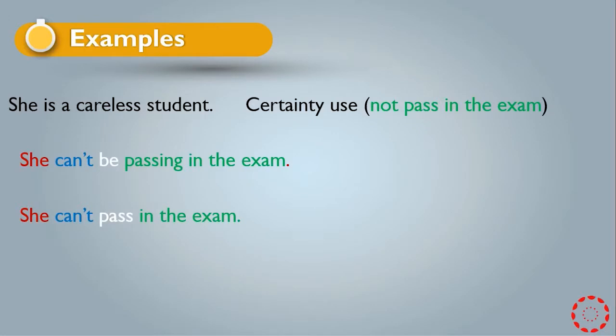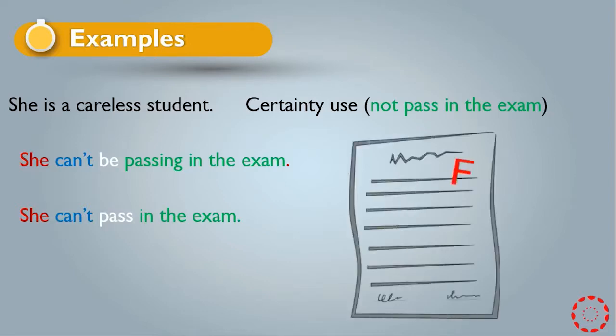The first one is she can't be passing in the exam. We use can't, and after can't there is be, and passing, verb plus ing, in the exam, which is the complement. And according to the second rule, she plus can't, and the verb should be in base form, and in the exam, which is the complement. Okay, she can't pass the exam, or she can't be passing in the exam.